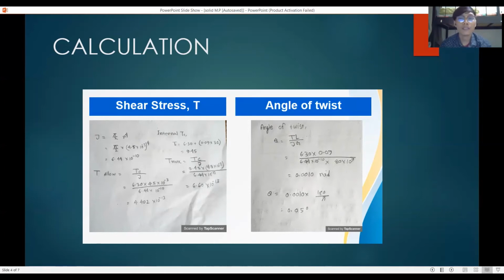For the angle of twist, phi equals TL over JG. We get 6.30 times 0.09 divided by 6.44 times 10 to the negative 10 times 80 times 10 to the 9. We get 0.0010 radian. For theta, we get 0.0010 times 180 divided by pi, which is 0.05 degree.